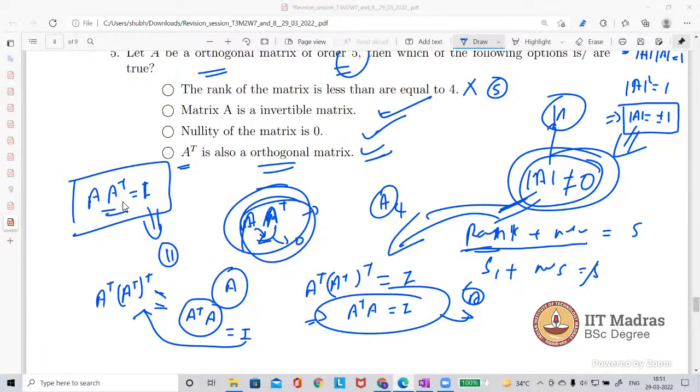Sir, if A is an orthogonal matrix, then the product of two rows or two columns should be 0, isn't it? The product of two rows may be 0 or may be 1. The reason you can see is that if you multiply A and A transpose, whatever, like here the first.